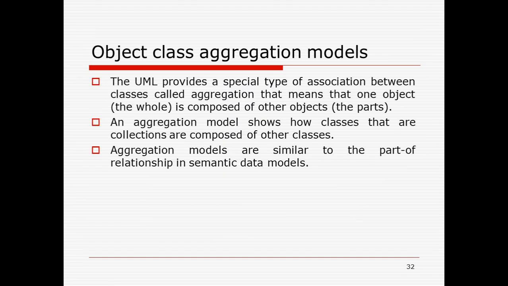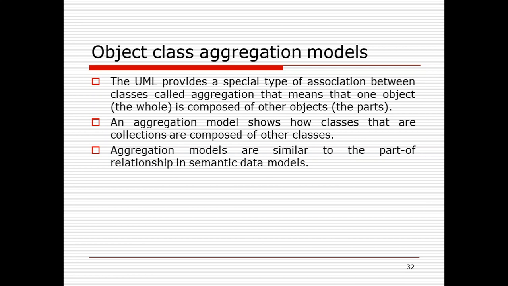Apart from generalization, the classes in the hierarchy can have another type of relationship, which is called the aggregation model. Aggregation model is basically the part-of relationship. It is called the part-of relationship because the subclasses are considered to be the components of the upper class. That is, one class is considered to be composed of other objects.